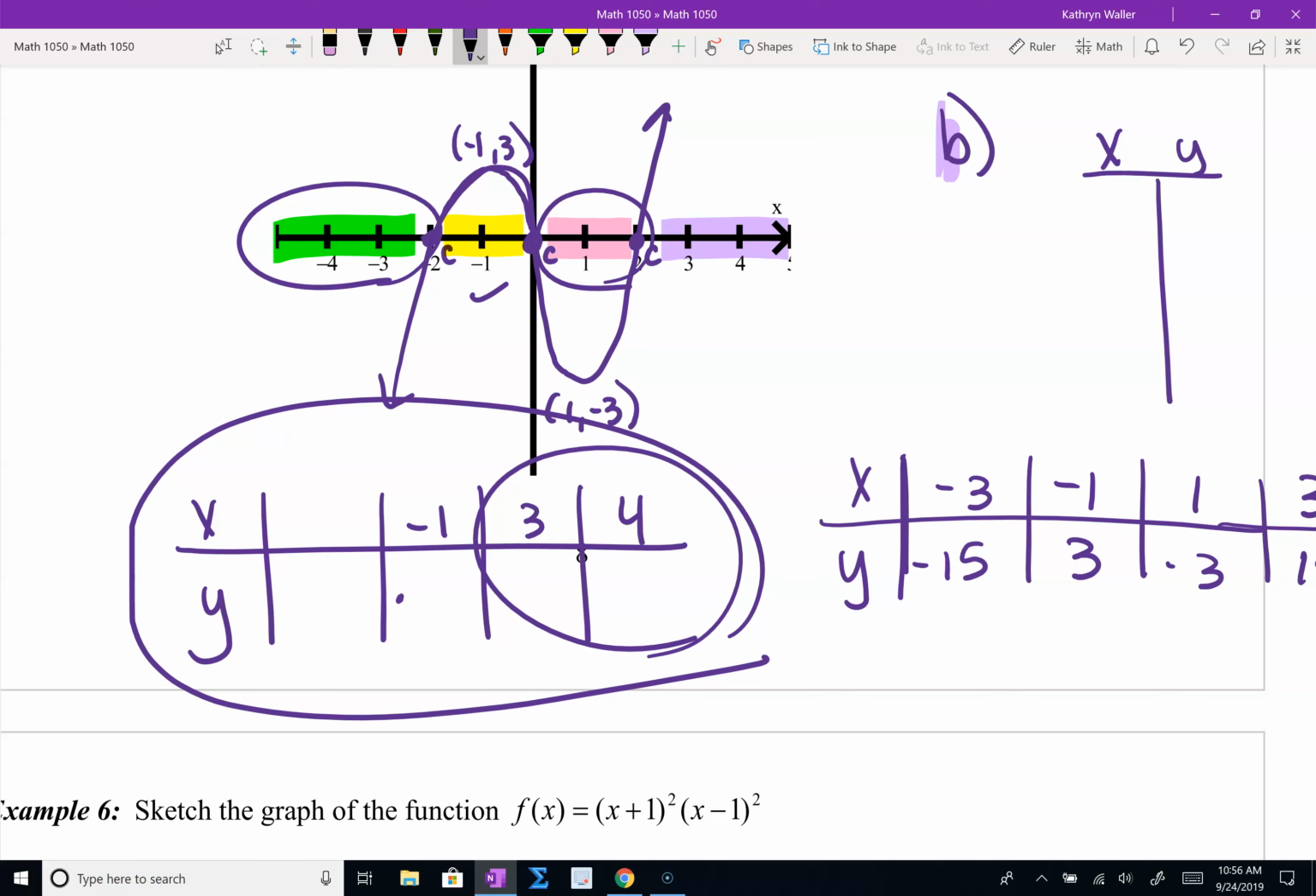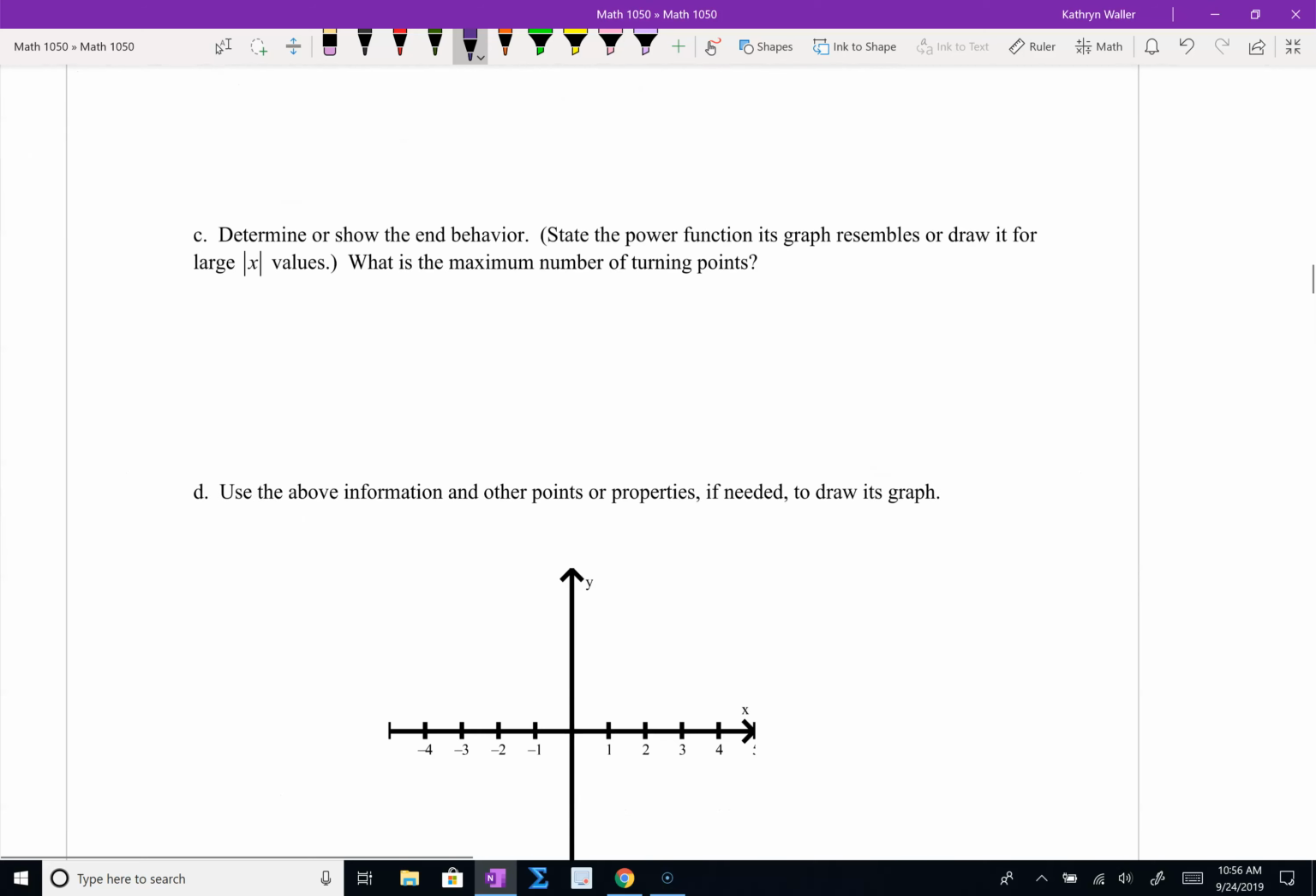Who says I see that? Okay, good. Okay, question 6.